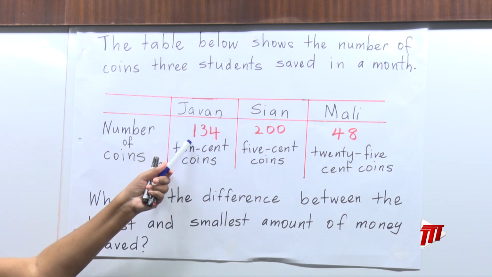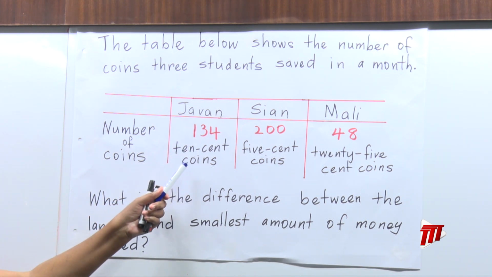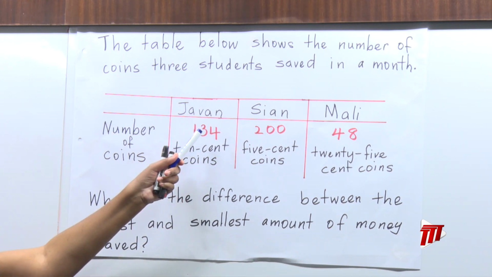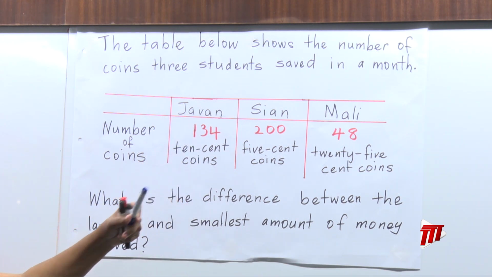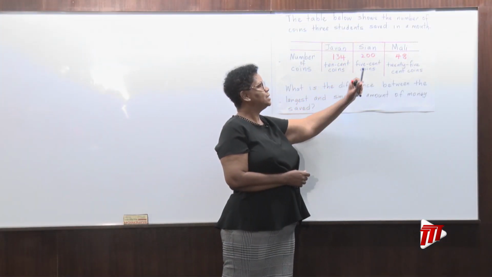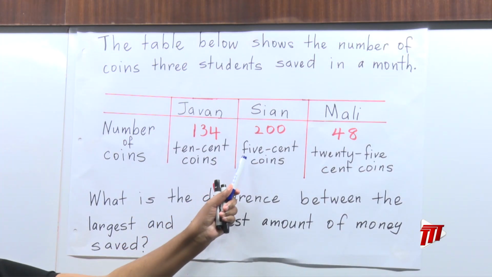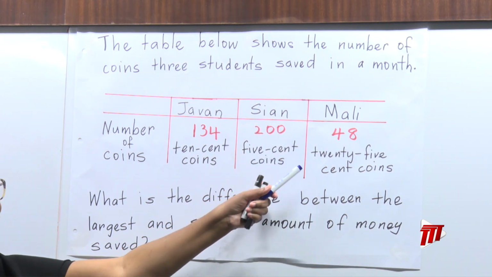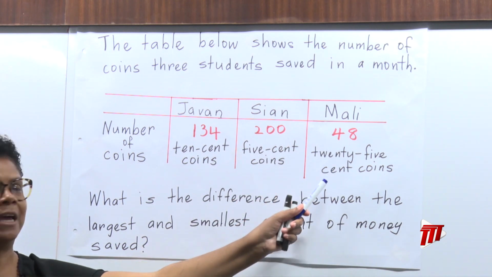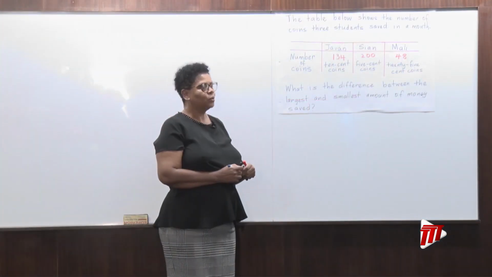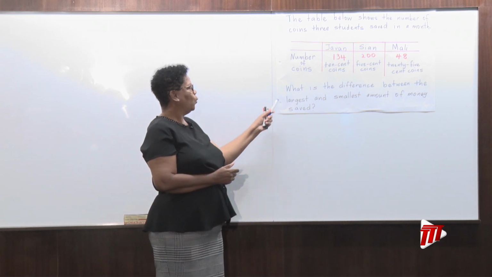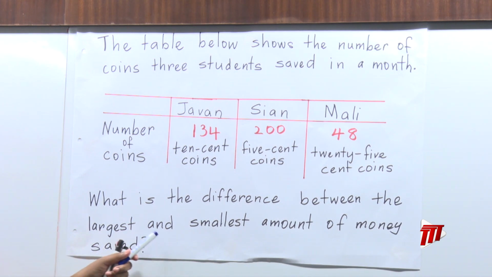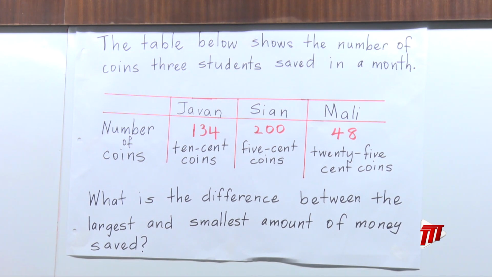Javan saved 134 coins, but the coins were 10-cent coins. So he saved 134 10-cent coins. While Sean saved 200 5-cent coins. Marley, on the other hand, saved 48 25-cent coins. The question we are asking is, what is the difference between the largest and the smallest amount of money saved?